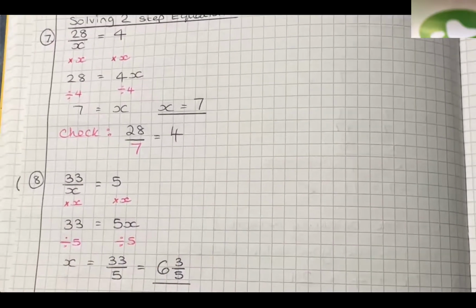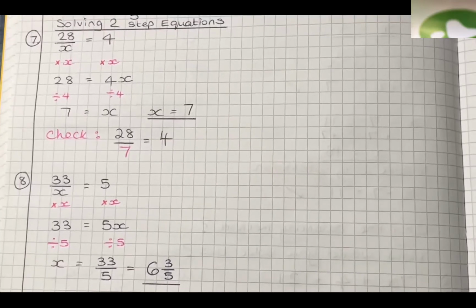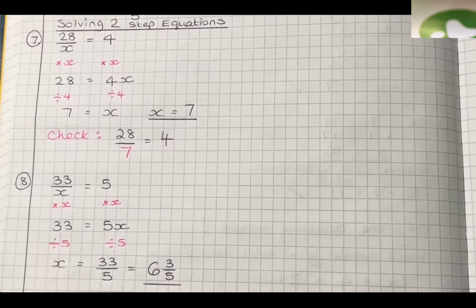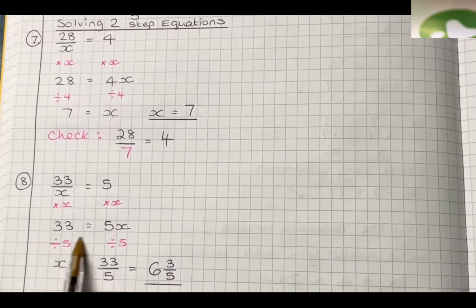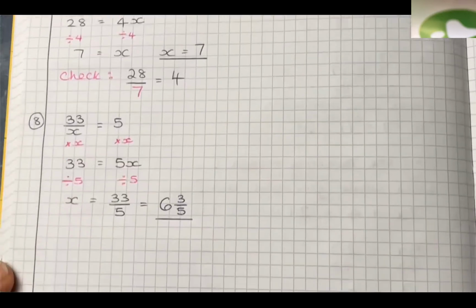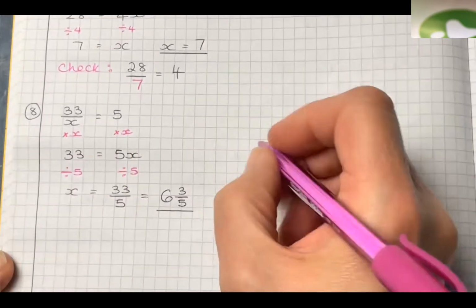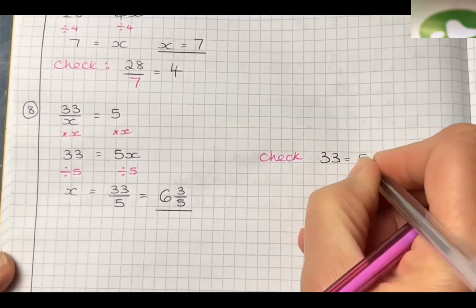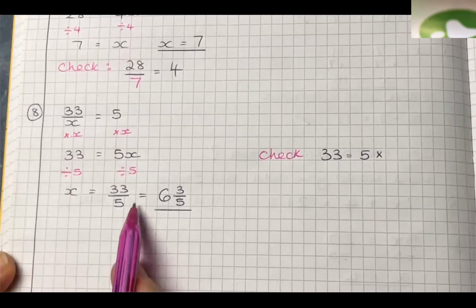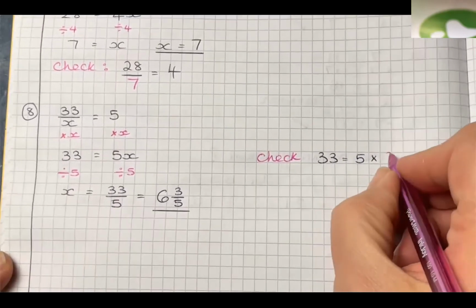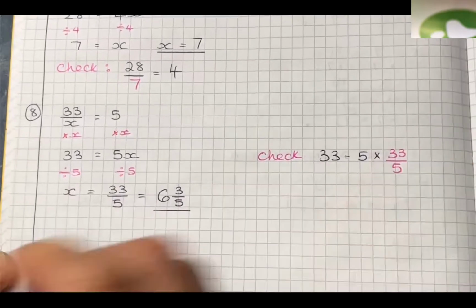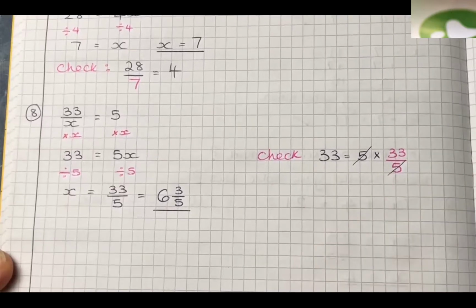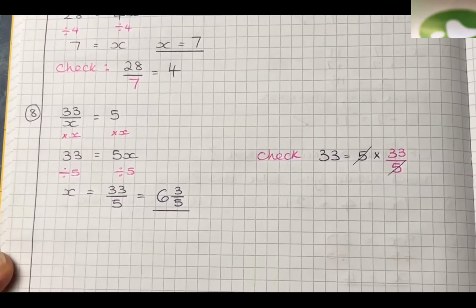Again, I can check my answer here by substituting it in. And I'm going to, so if I substituted this in fact, I'd probably substitute it in at this point to make it a little bit easier for myself. So let's just write my check over here. I know that 33 equals 5 multiplied by, and I'm going to write it in this improper fraction format here. And I can see straight away that my 5 and my 5 cancel out, and 33 equals 33. Perfect.